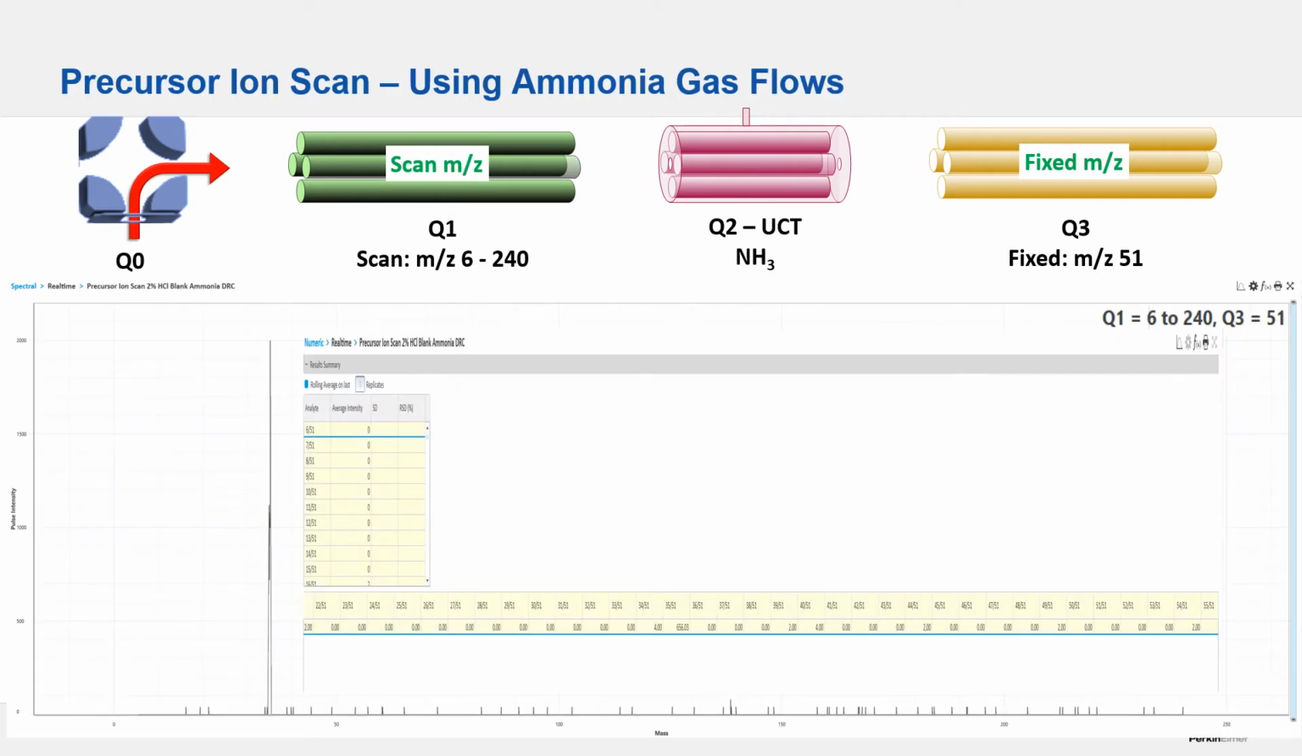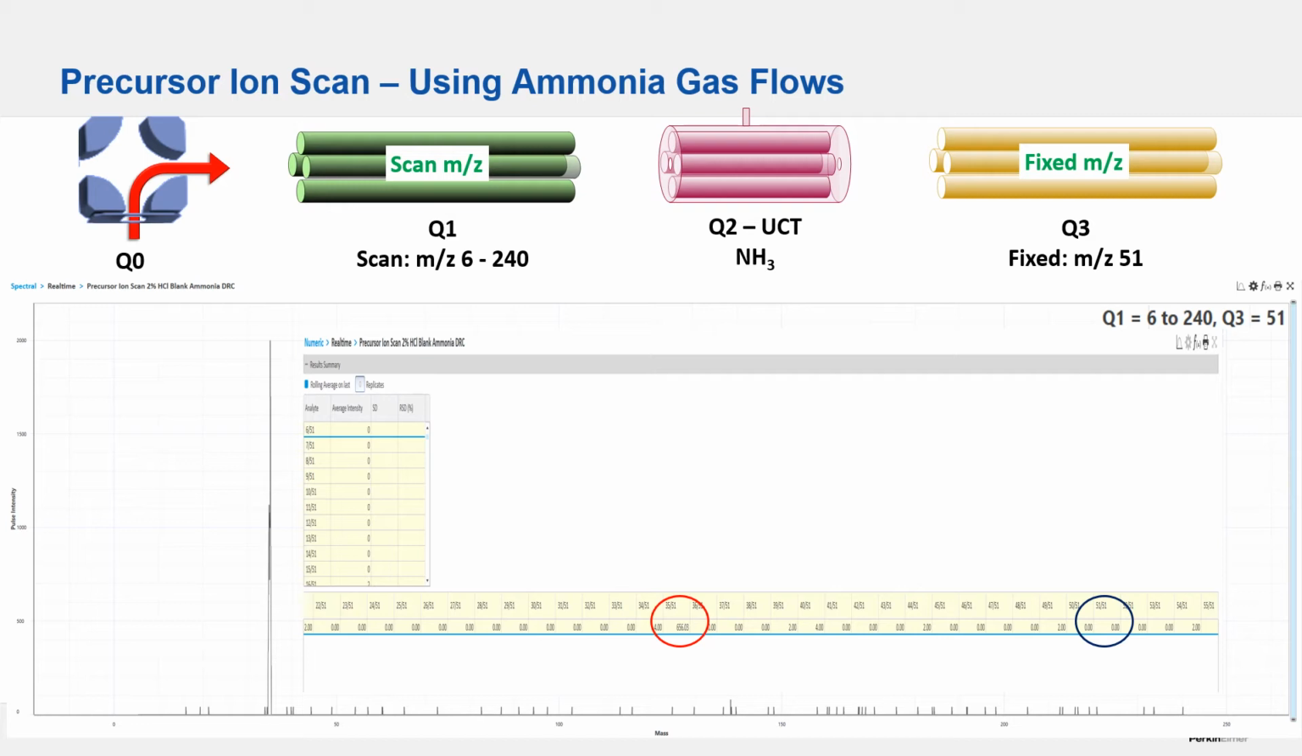So now we look a little bit more by actually applying a bandpass to Q1. In this case, we can go back to our precursor ion scan and scan Q1 from 6 to 240. You actually see that at mass 35 at Q1 and 51 at Q3, there's a little bit of background, but at 51, there's none. So it's cleaned it completely up.